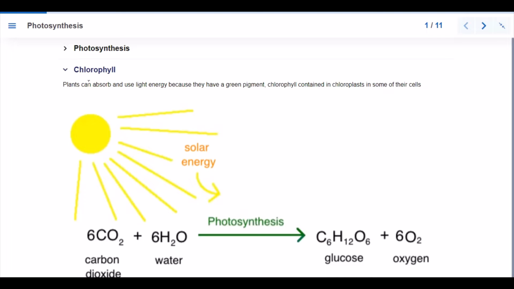Chlorophyll, which is an important part of photosynthesis, can absorb and use light energy because it has a green pigment. Chlorophyll is contained in chloroplasts in some of their cells.